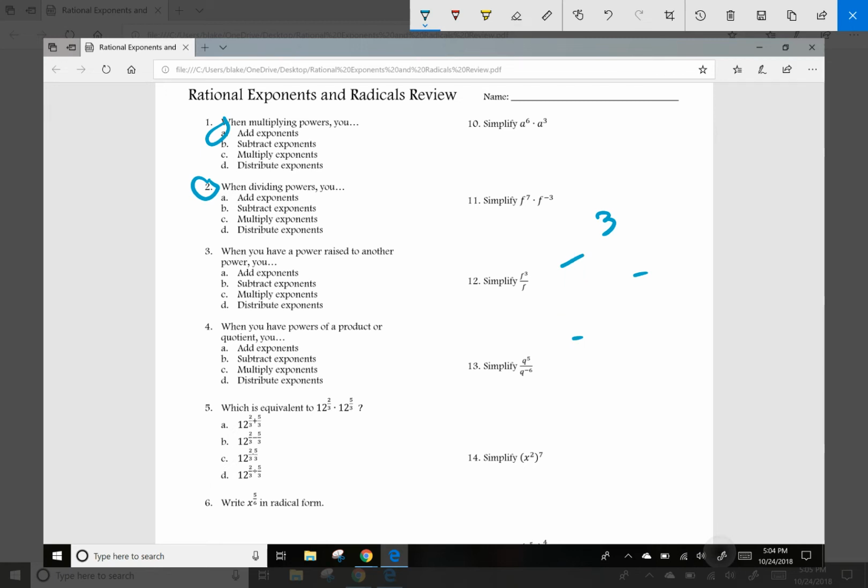Number 13 is the same exact thing. So subtract the exponents. Be careful because you are subtracting a negative. So if you do 5 minus -6, it's really 5 plus 6. So this is the same as q to the 11th power, because 5 plus 6 is 11.